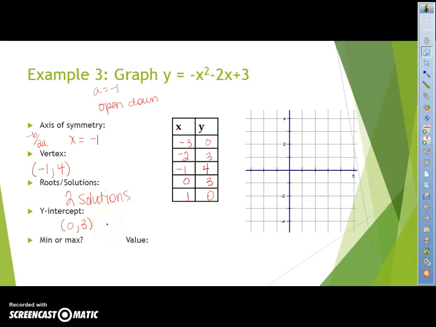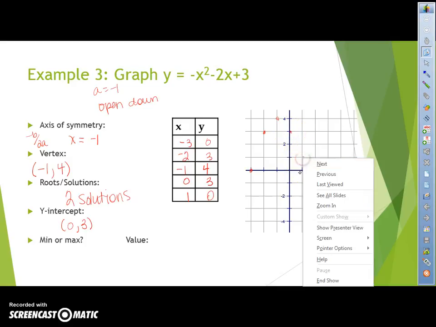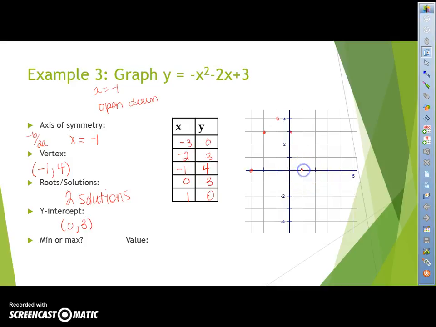So let's go ahead and graph. We have negative 3 and 0. Then we have negative 2, up 3. Negative 1, up 4. 0, up 3. And 1, whoops, sorry, that should be 0. So here is our parabola.